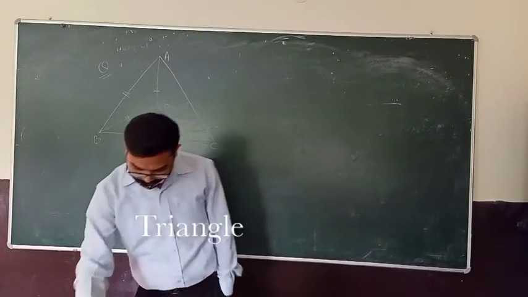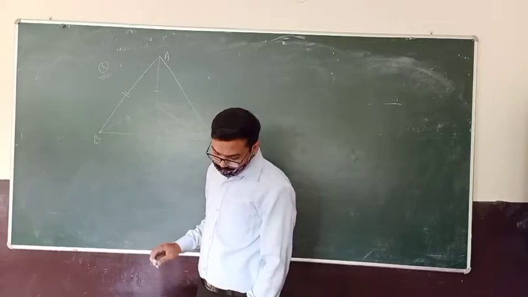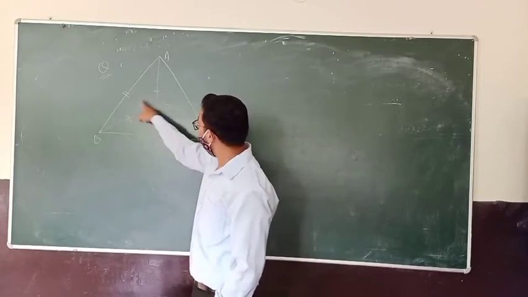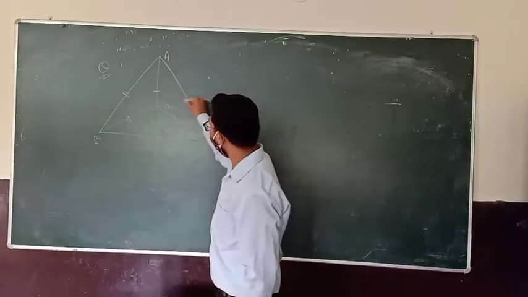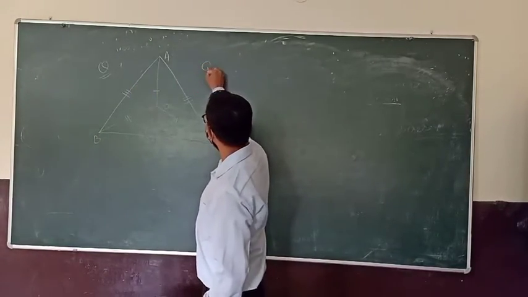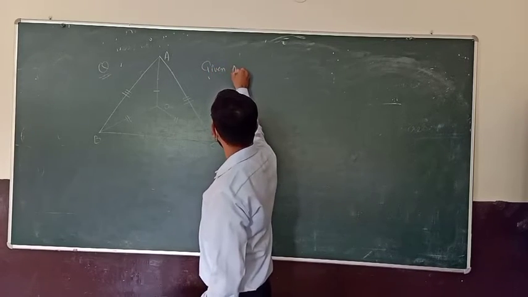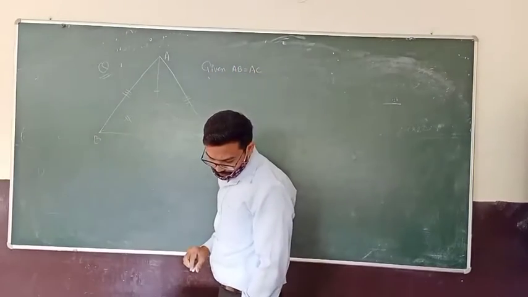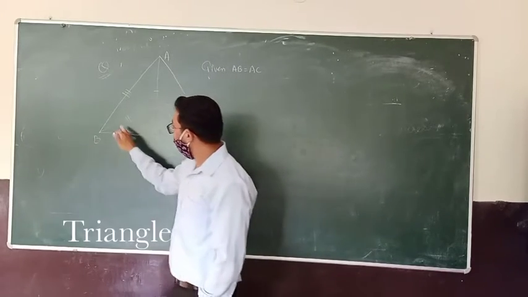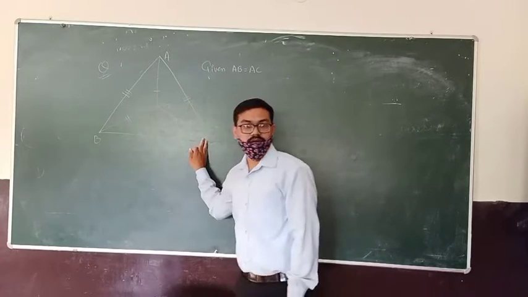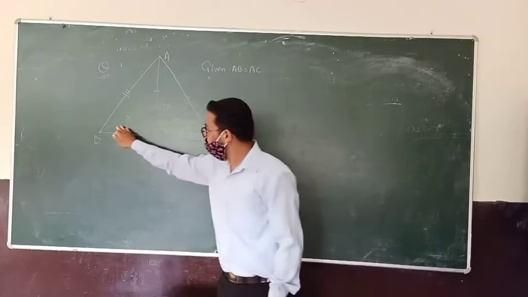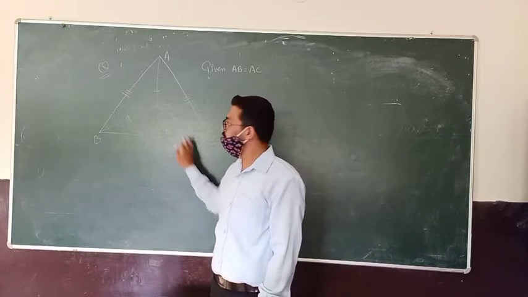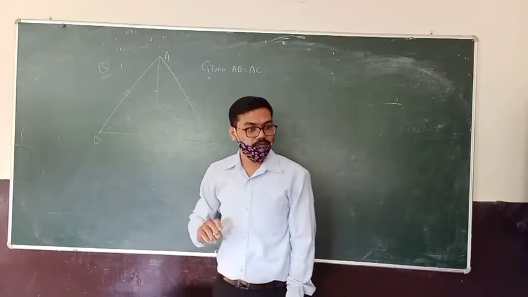So question number 1 says, in an isosceles triangle ABC with AB equals AC. So given terms are AB equals AC. Bisector of angle B equals angle C. So this thing I have already proved, that these two angles, angle B equals angle C. The reason is angles opposite to equal sides are also equal.